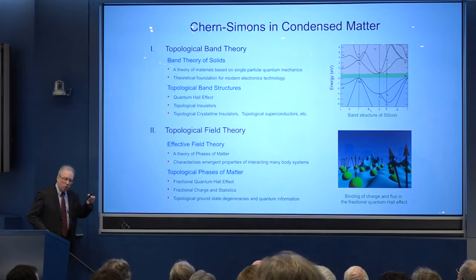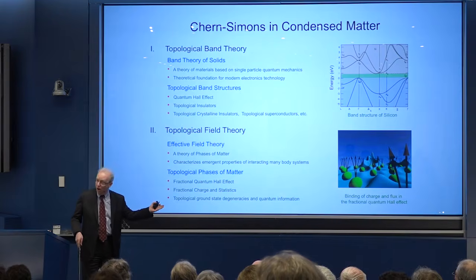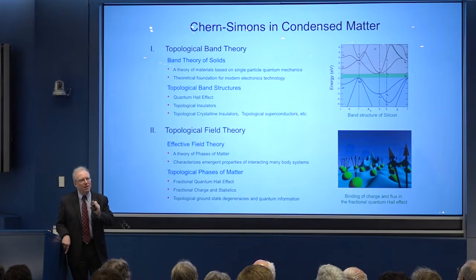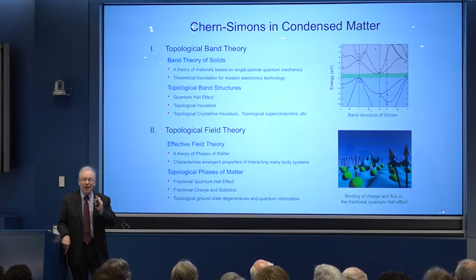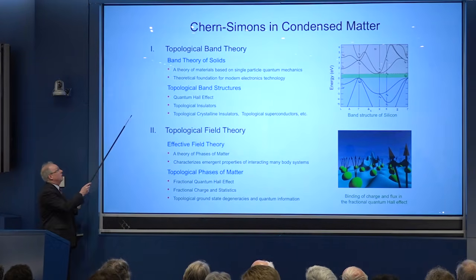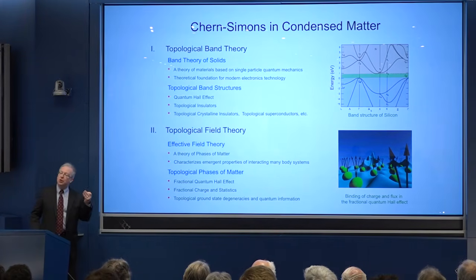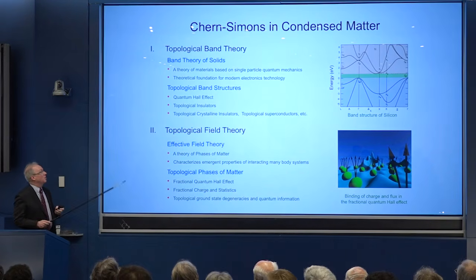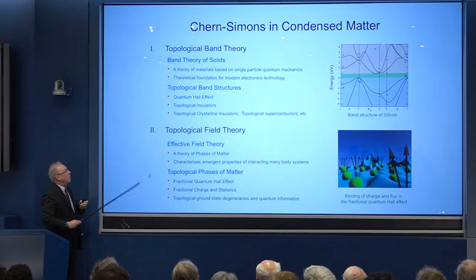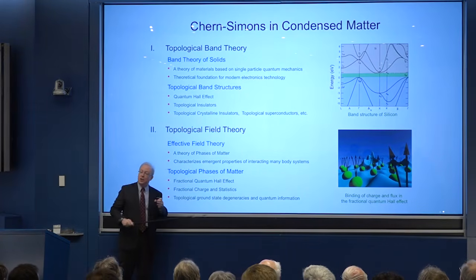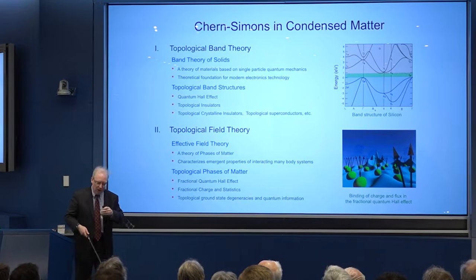Now, band theory, of course, was developed more than 80 years ago, but it was a relatively recent development that it became clear that band structures can have topological content, okay? And the topological structures in band theory were brought out by some beautiful physics, namely the quantum Hall effect, topological insulators, topological crystalline insulators, topological superconductors. So I want to describe some of those things.